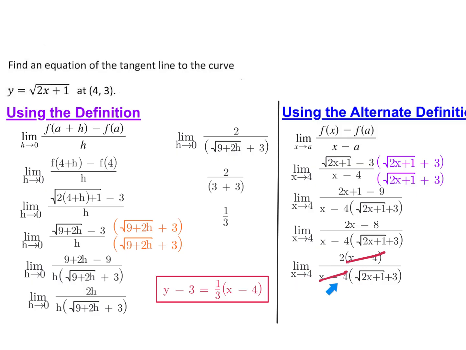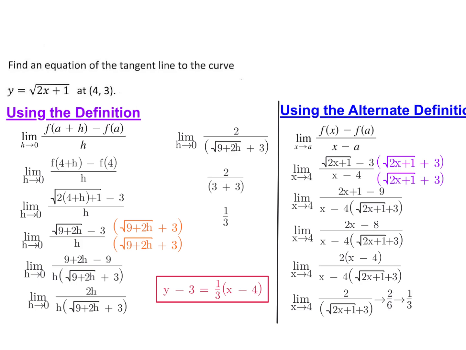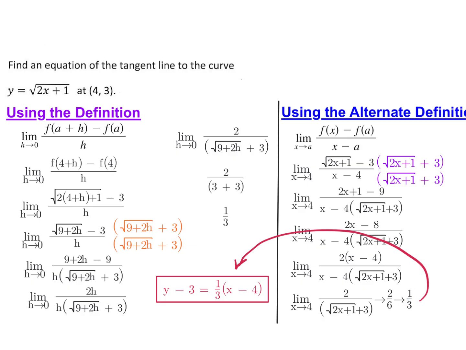So I plug 4 in. 2 times 4 is 8, plus 1 is 9. The square root of 9 is 3. 3 plus 3 is 6. This is all 2/6. I simplify it a little bit more here. Okay, 2/6 or 1/3. And then, of course, I'm still using the same point. So this just proves that you can get the same equation 2 different ways, whether you use the definition or the alternate definition.